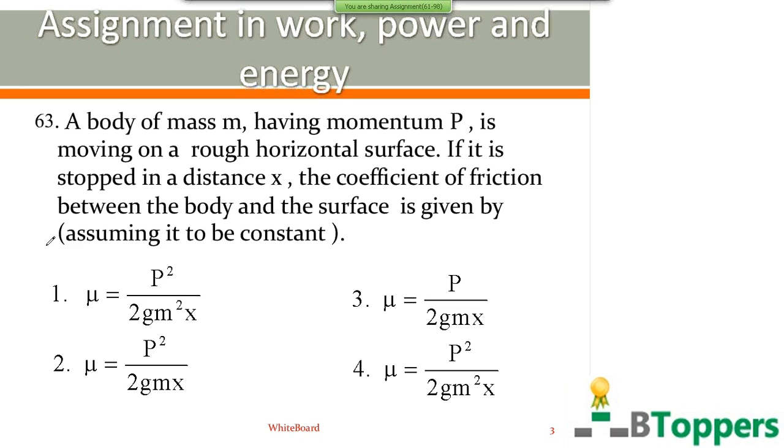See the question number 63. A body of mass m having momentum p is moving on a horizontal surface. If it stopped in a distance x, the coefficient of friction between the body and surface is given by. In case you remember the conclusion I have discussed in one of the special cases in friction, you can do it directly in one step.